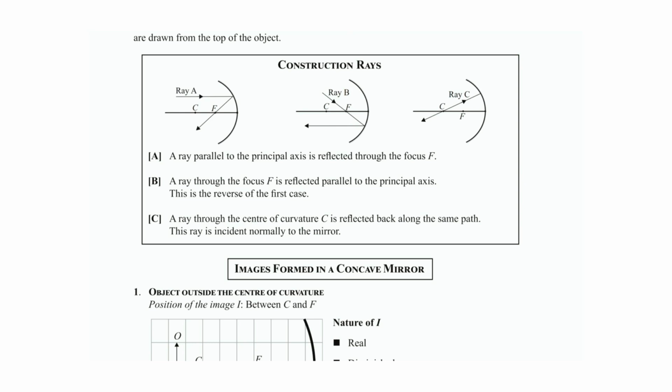So in our notes, you have your construction rays. So there's ray A: parallel to the principal axis, is reflected through the focus. Ray B: a ray of light through the focus is reflected out parallel to the principal axis. Ray C: a ray of light through the center of curvature, that's straight at the mirror, will bounce back along its own path.